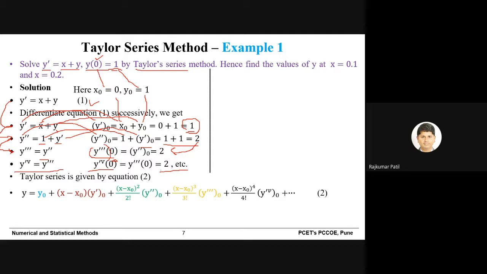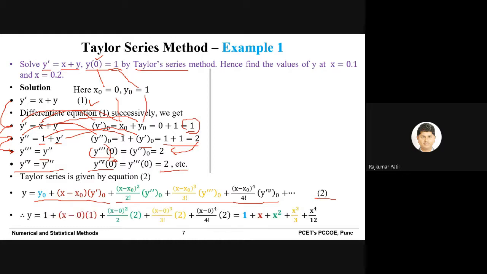the Taylor series equation. y is equal to y naught plus x minus x naught into y dash naught plus higher terms, that you can see as equation number 2. Then you need to put all the known values which we previously estimated in equation number 2. So you can see that y naught is 1, x naught is 0, y dash naught is 1, then x naught is 0. Similarly, we can put all the known values into that equation.